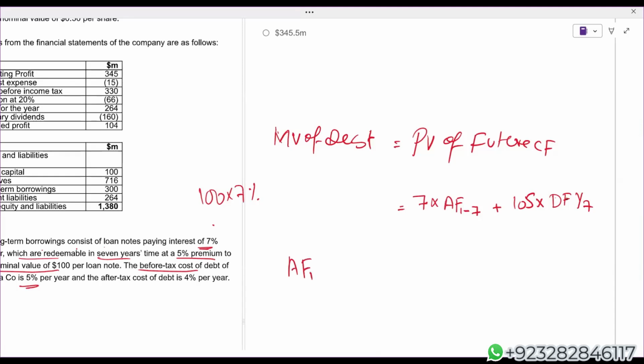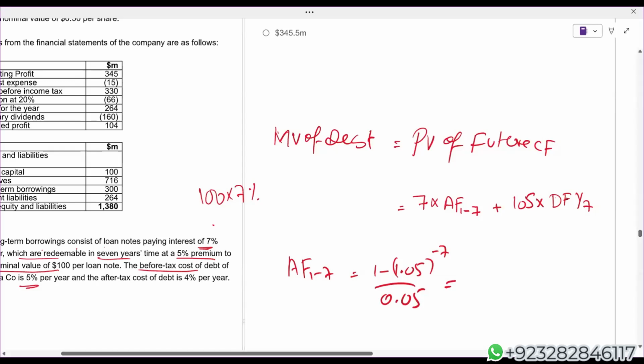Annuity factor 1 to 7 at 5%. Annuity table will be given to you in exam, students. 1 minus 1.05 to the power minus 7 will give us the annuity factor of 7 years. 1 minus 1.05, the power is minus 7, divided by 0.05. I'm getting 5.786.